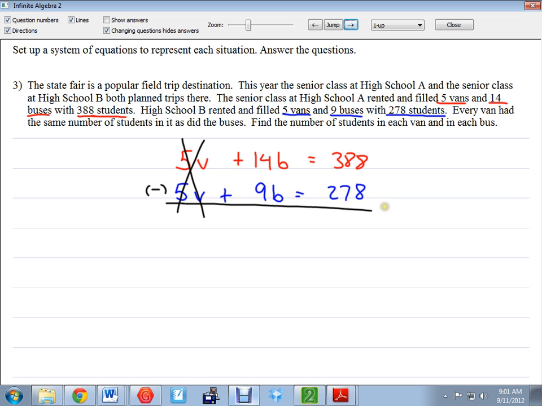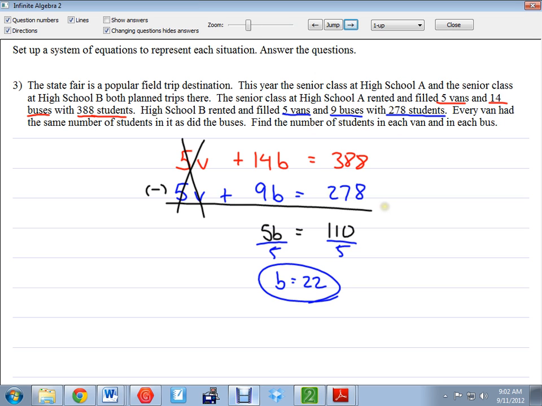So 5 minus 5 is 0. Now 14 minus 9 gets me a difference of 5 buses between the 2 schools, which is equal to 388 minus 278, which is 110 students. So on the 5 extra buses that school A had, there are 110 extra students. Now what we want to do is simply divide both sides by 5, and B would equal 22. Now that number B, or the letter B, represents the number of students on each bus. So there are 22 students on each bus.